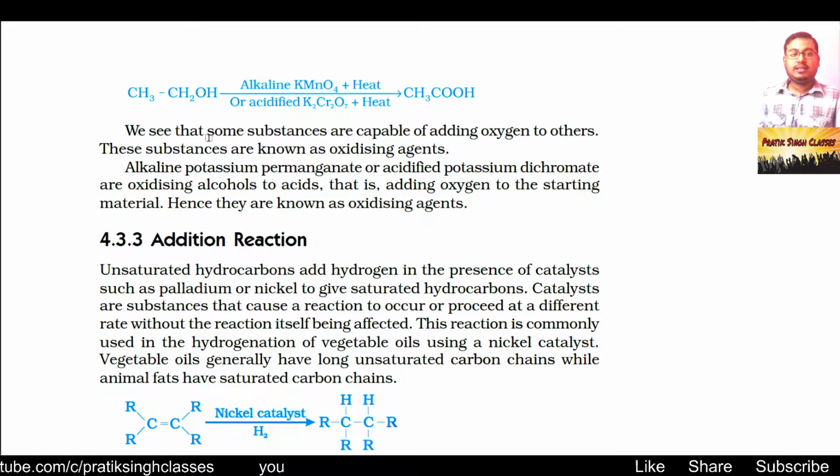We see that some substances are capable of adding oxygen to others. These substances are known as oxidizing agents, meaning those agents which add oxygen to other substances are called oxidizing agents. As you can see here, potassium permanganate or potassium dichromate adds oxygen to ethanol. Here potassium permanganate or potassium dichromate, K2Cr2O7, is an oxidizing agent.